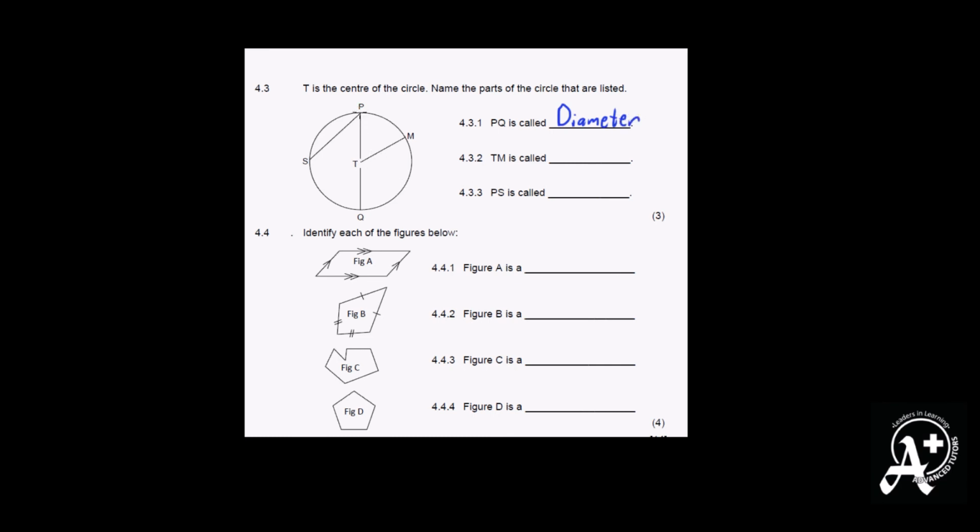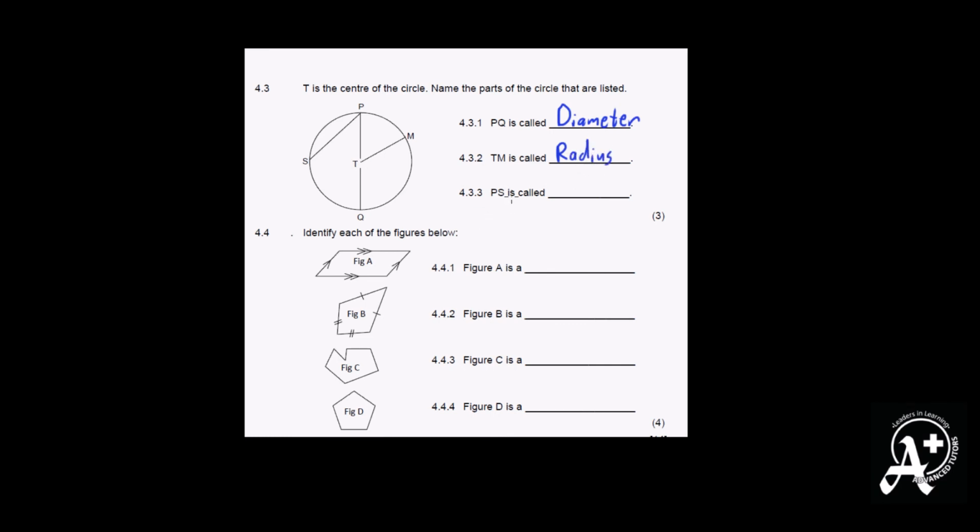So remember, a diameter has to be a straight line that starts on one edge of the circle, continues to another edge of the circle, and it has to go through the center. And then TM is basically the radius, since it starts at the center of the circle T and goes to the edge of the circle. It doesn't matter where the line ends on the circle, as long as it starts at the center and ends anywhere on the circle, it will be called a radius.